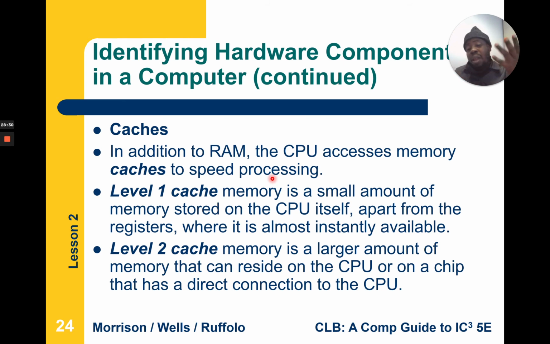It's like a memory. Level 1 cache is a small amount of memory stored on the CPU itself, apart from the registers, where it is almost instantly available. So there is a register, there is a cache. All these are memory. Cache is good for temporarily putting some trash information in. So you have level 1 cache, and you have level 2 cache. Level 2 cache memory is a larger amount of memory that resides on the CPU or on a chip that has a direct connection to the CPU.